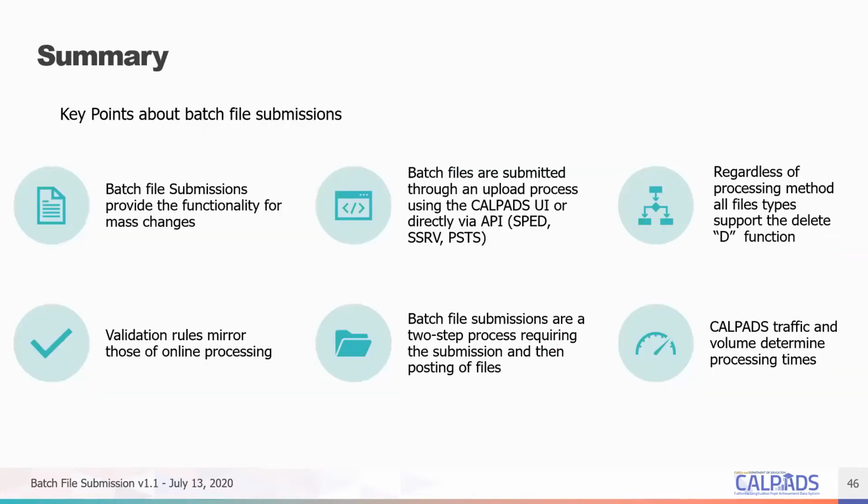In summary, batch file submissions provide the functionality for mass change. Batch files are submitted through an upload process using the CalPADS user interface or directly via API, such as SPED, SSRV, and PSTS files. Regardless of processing method, all file types support the delete transaction. Validation rules mirror those for online processing. Batch file submissions are a two-step process requiring you to first submit the file, then after review, post those passed records in the file. CalPADS traffic and volume determines your processing time.